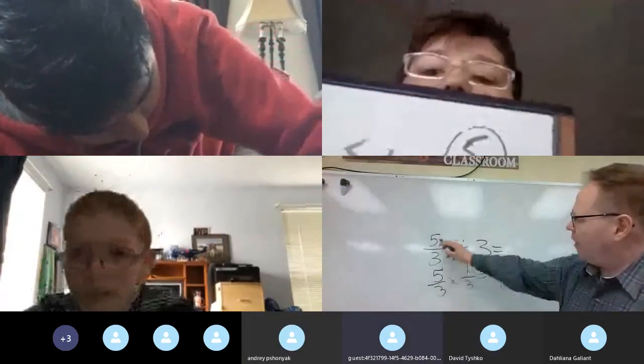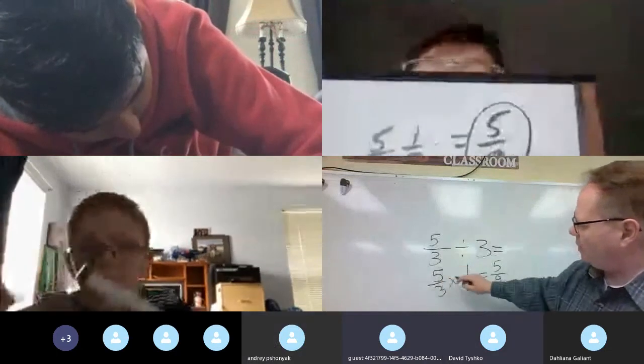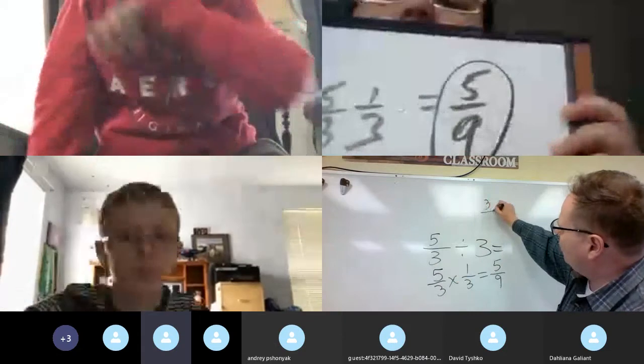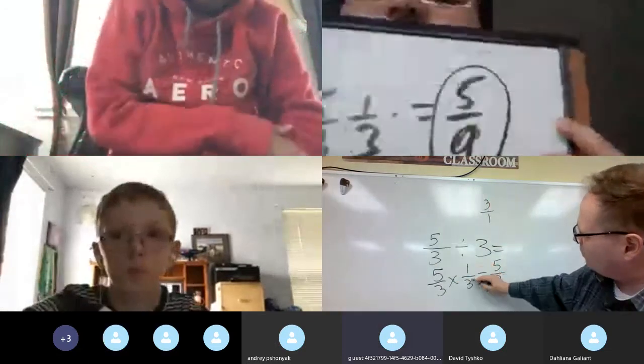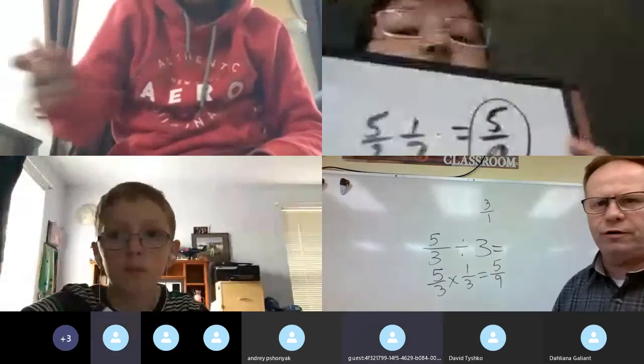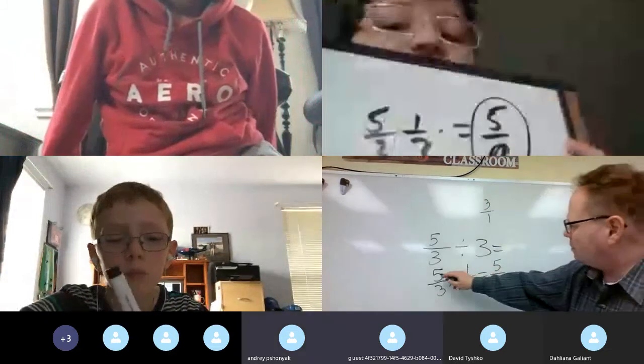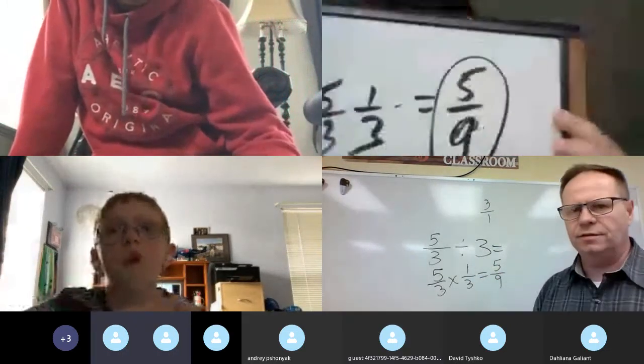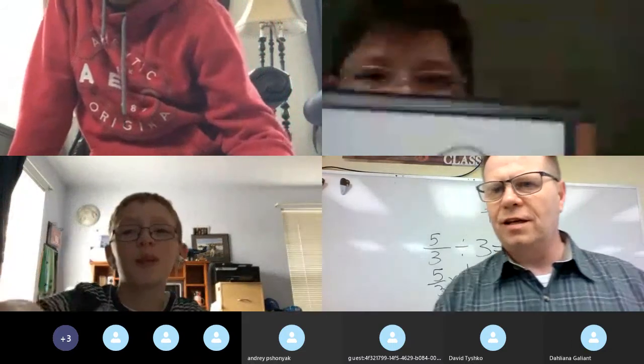Sorry, I can see you now. 5/3 stays the same. Change multiplication. 3 is the same as 3 over 1. So I take the reciprocal of 3 over 1 and make it 1/3. Top with the top is a 5. Bottom with the bottom is a 9. Oh, I thought we didn't have to multiply the bottom.